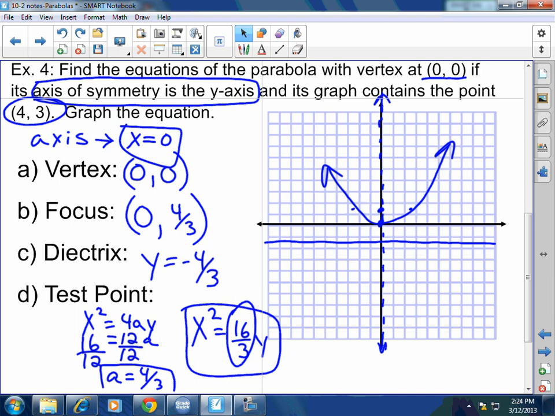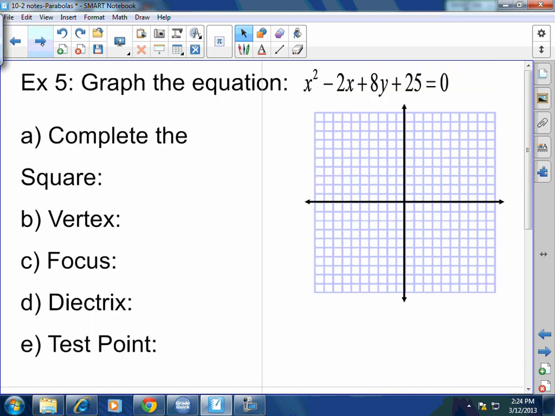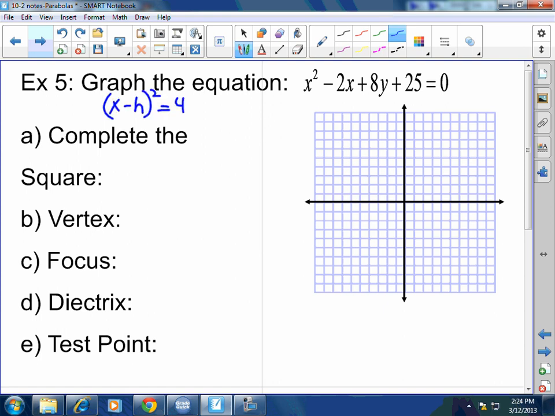Now, let me continue with the last two. Okay, now graph this equation. Remember how we completed the square, guys? We're going to have to use that format again. First of all, always identify who's squared. In this case, the x is squared. So I am going to use x minus h squared equals 4a times y minus k. That's what I want to turn this into.